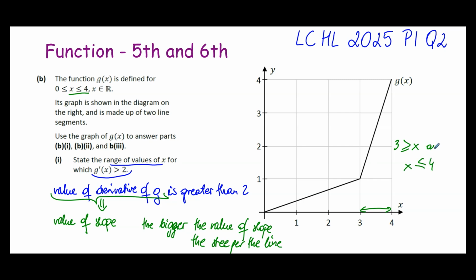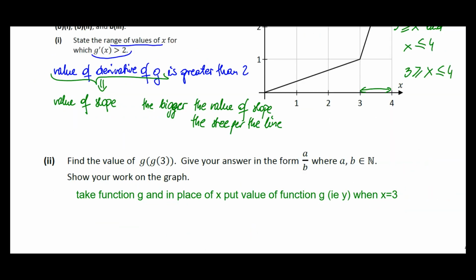Either we write it like this or we write it as an interval. It doesn't actually matter how we put our answer. Both of them would be correct. Yeah. So the bigger the number of the slope, the steeper the line. Okay. Now let's have a look at the next part.